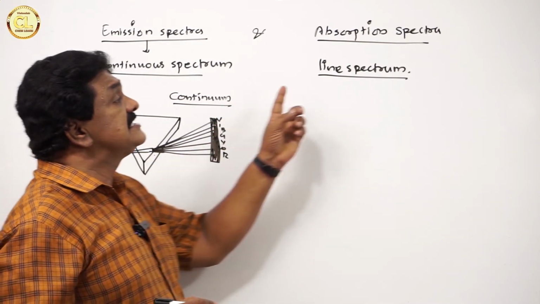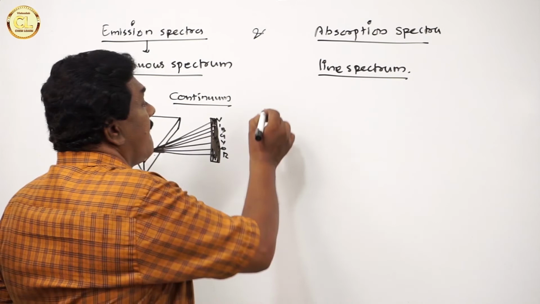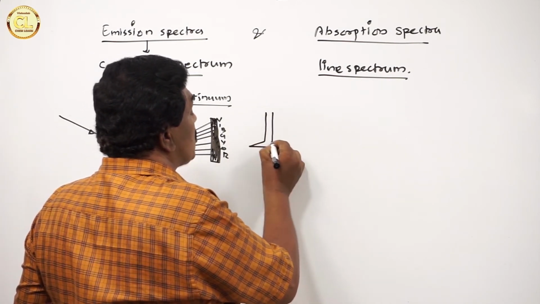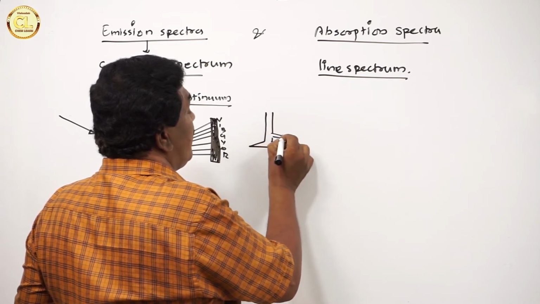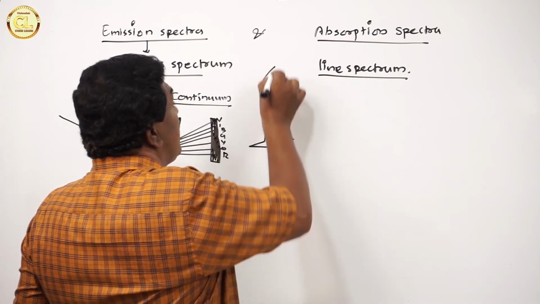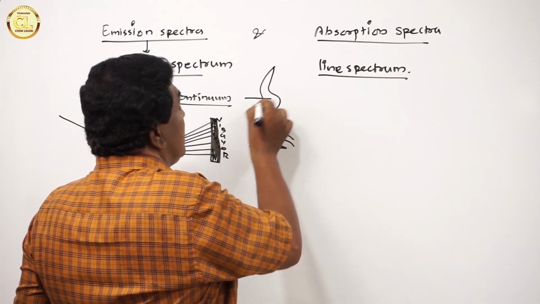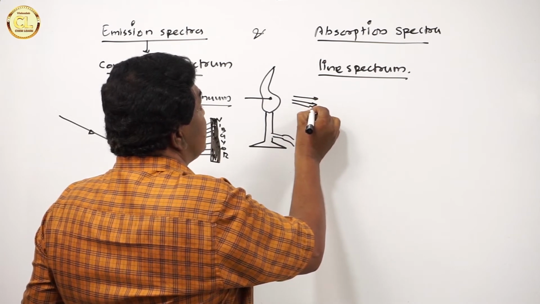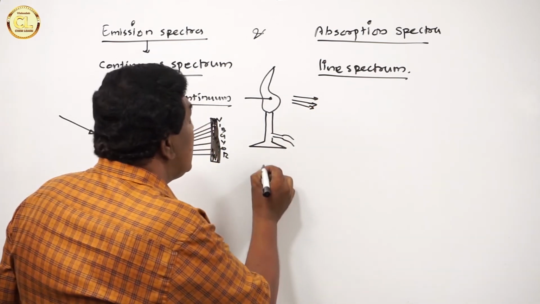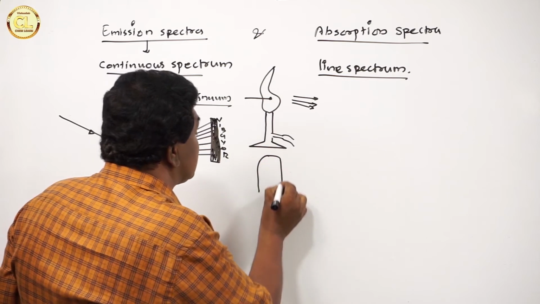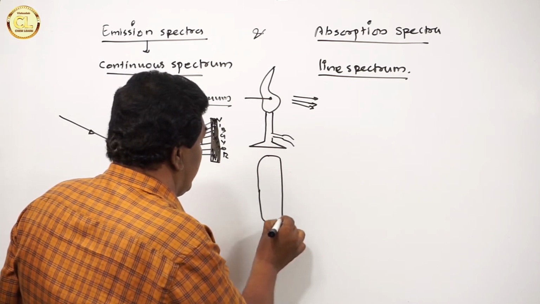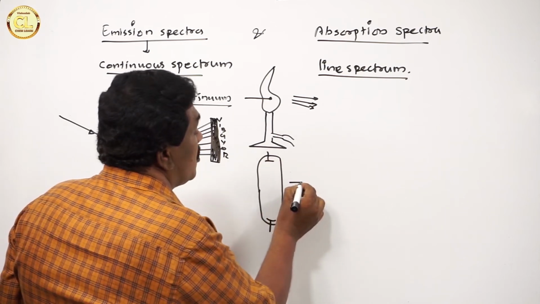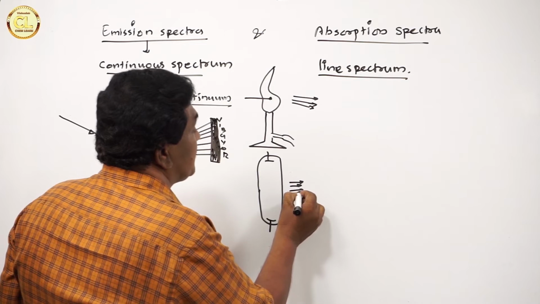Now let us learn what is line spectrum. When a metal or a metal salt is shown to a flame, corresponding colored light is produced. Similarly, when a gas is subjected to electric discharge in a discharge tube, corresponding colored light is produced.